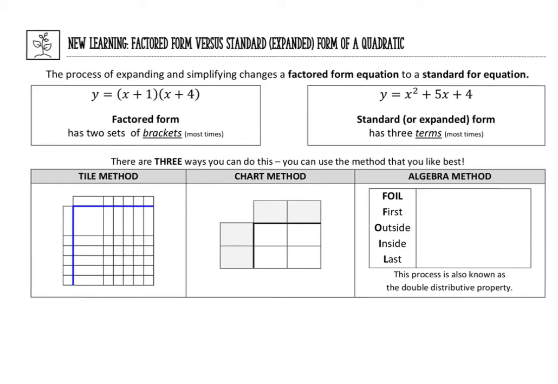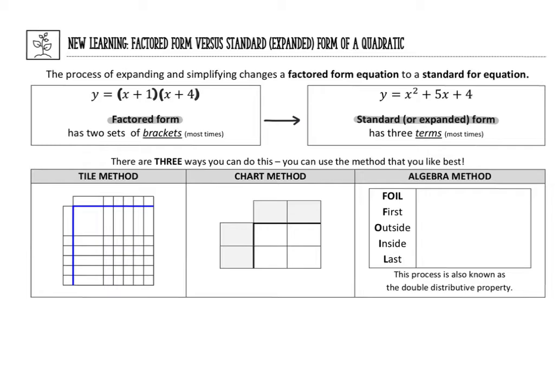Everyone. Today we're going to look at how we can move from factored form of an equation to standard or expanded form of the equation. We know that a factored form has two sets of brackets in most cases. For example, y equals (x + 1) multiplied by (x + 4) is an example of a factored form equation.